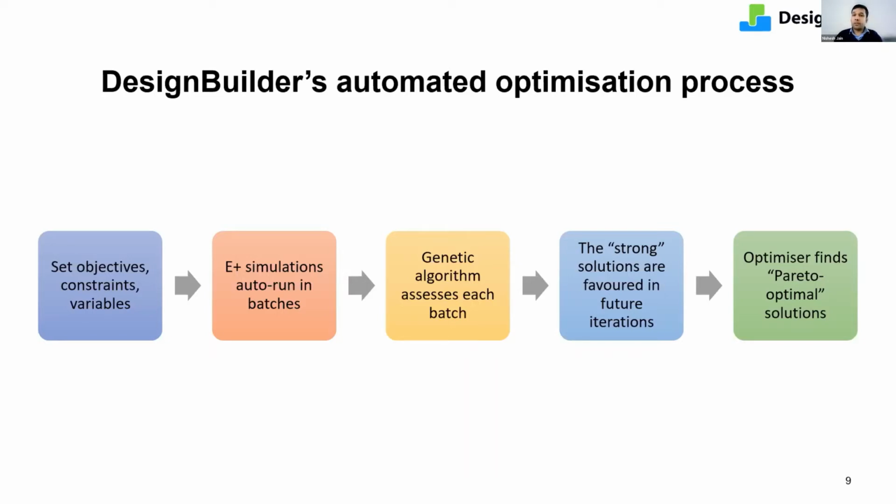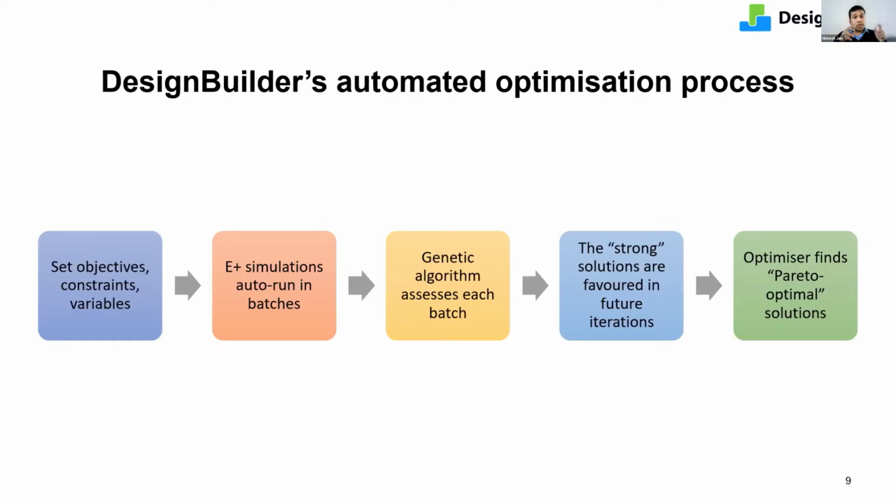Objectives can be things that define the success of a particular design, what it is being measured against. So typically you might have two objectives which have conflicting criteria, such as minimizing discomfort hours and minimizing energy use.